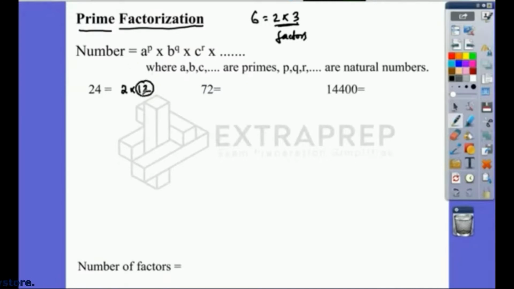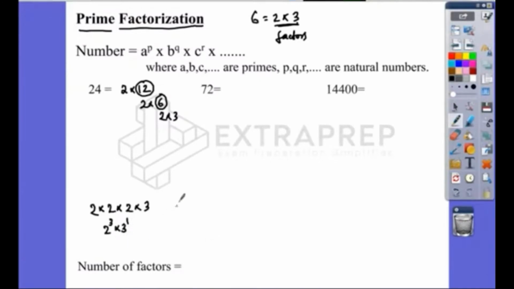So let's see, 12 can be written as 2 into 6. 6 can be written as 2 into 3. So the prime factorized form of 24 is 2 into 2 into 2 into 3. When you write it with style, that's 2 cube into 3 power 1.